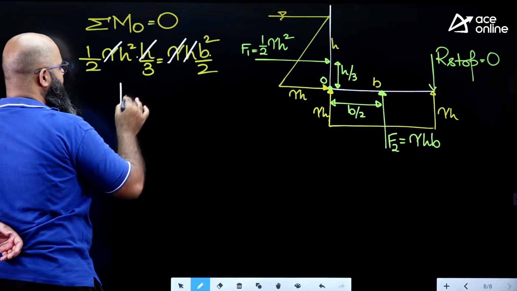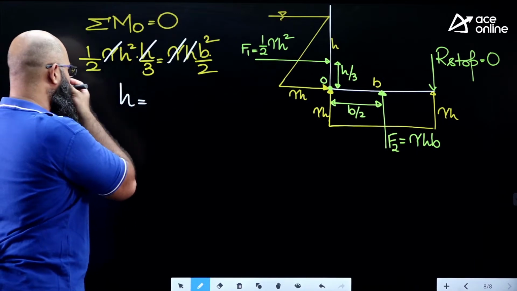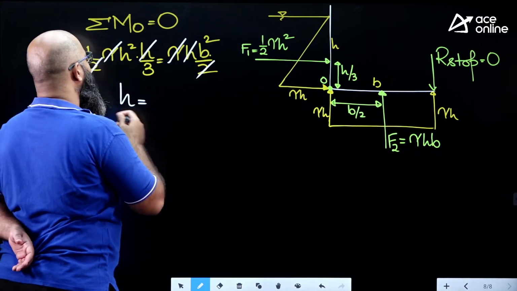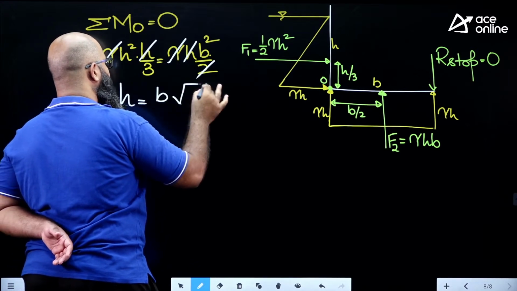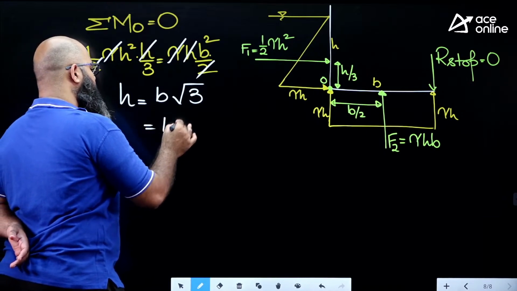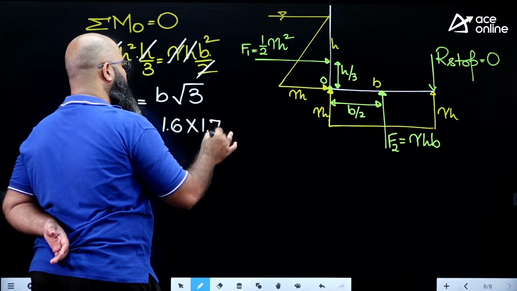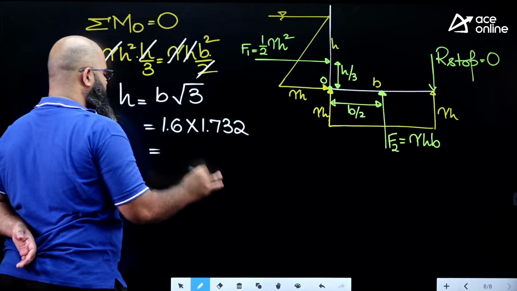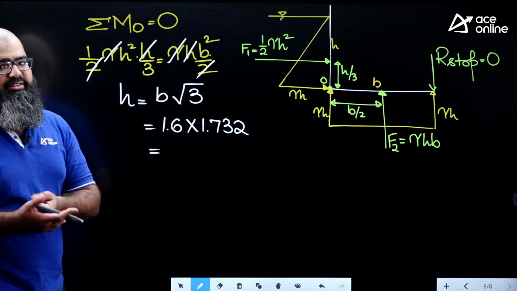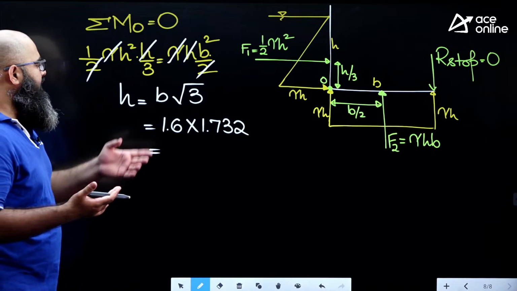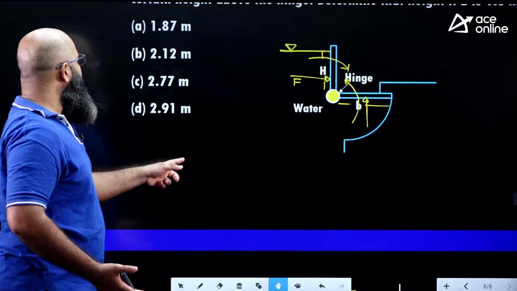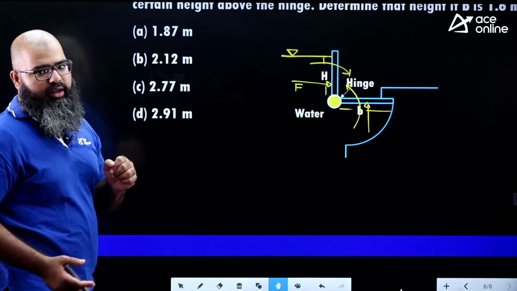The value of h would become equal to how much? 2 also got cancelled off. h would become equal to b root 3. The value of b given to you in the question was 1.6. Root 3 is equal to 1.732. Again, I want you to make a decent guess over here. 1.6 into 1.6 is 2.56, and this has to be greater than 2.56. Now look at the options greater than 2.56: you are having 2.77 and 2.91.